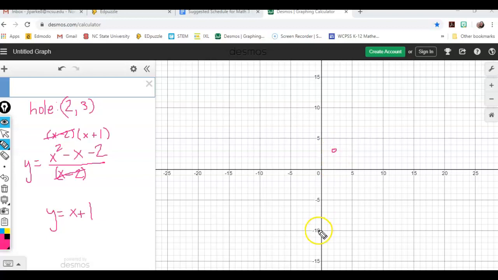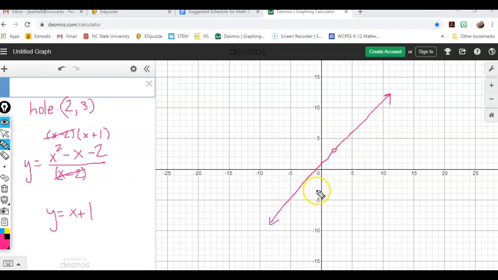And then I want to graph my line. Well, this has got a y-intercept of 1 and a slope of 1. So that's just going to go like this. And it's just got a hole in it.